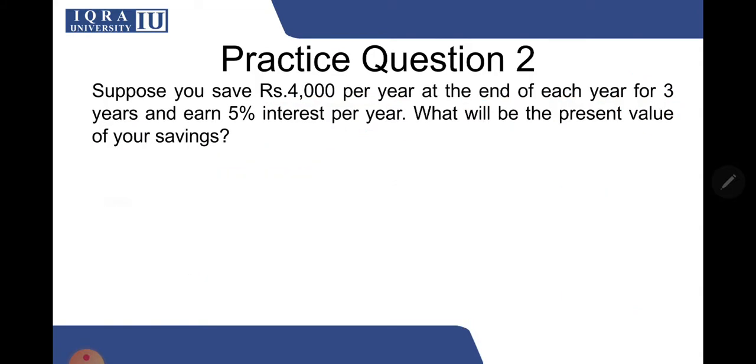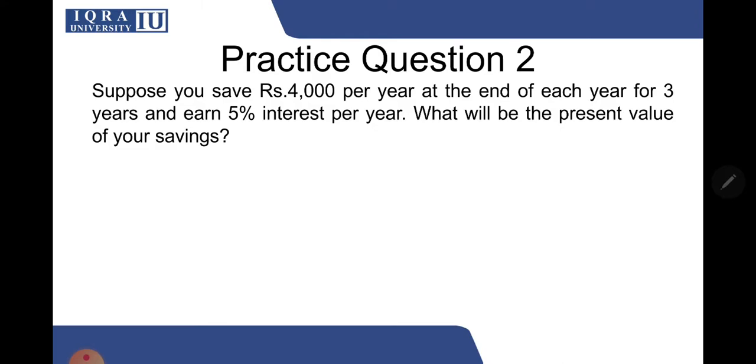Now all of the working has also been provided to you in the slide so that you can look at it later on. Now this is practice question number 2. In this it says, suppose you save 4,000 per year at the end of each year for 3 years and earn 5% interest per year. What will be the present value of your savings?